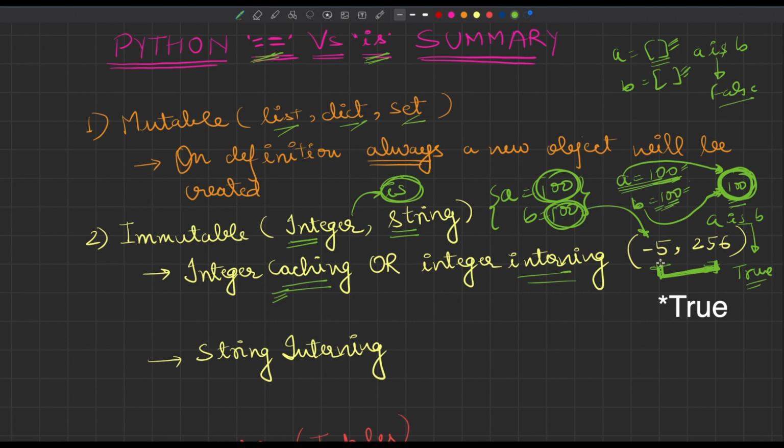However, if you create any integer object that is outside of this range, for example, if I create a equals -100 and b equals -100, then of course in this case Python is going to create a new object here and a new object here, and then a is b will be false. It's pretty simple to understand.